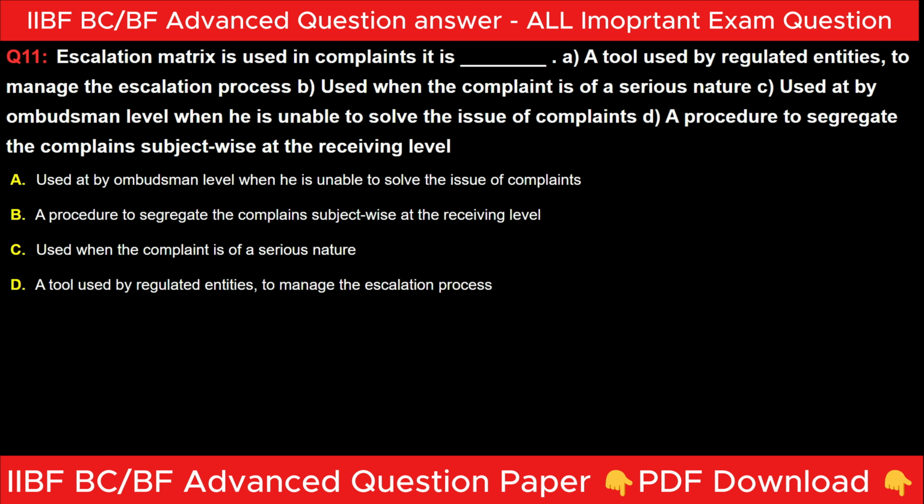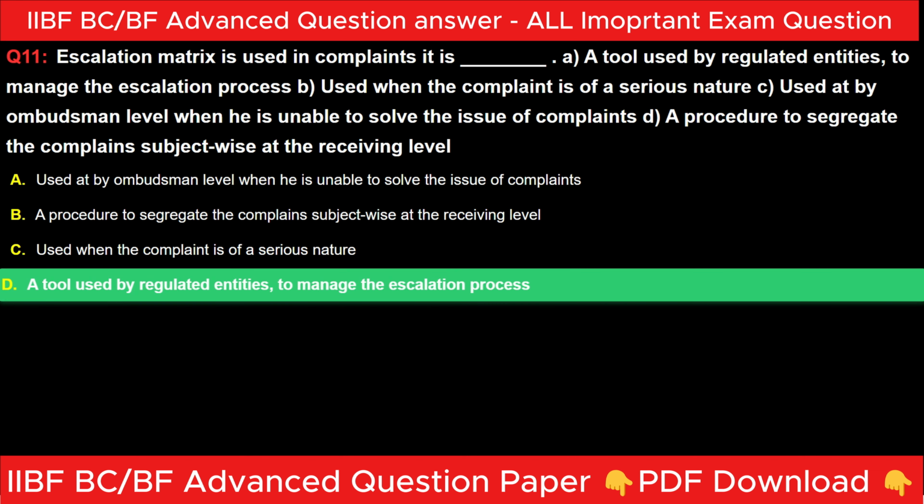Escalation matrix is used in complaints. It is A. A tool used by regulated entities to manage the escalation process. B. Used when the complaint is of a serious nature. C. Used at ombudsman level when he is unable to solve the issue of complaints. D. A procedure to segregate the complaints subject-wise at the receiving level. A tool used by regulated entities to manage the escalation process.